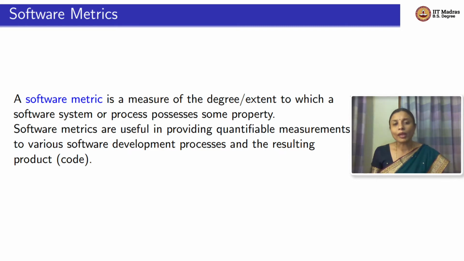So software metrics, like in science and engineering, are useful in providing quantifiable measurements, things that I can use to say that such a number means good quality, such a number means bad quality, and so on, for various software development processes, the steps that are followed to develop software, and for the software itself. If I have a set of metrics, I can use them as the basis to measure and talk about certain properties of the software and of the software development processes.